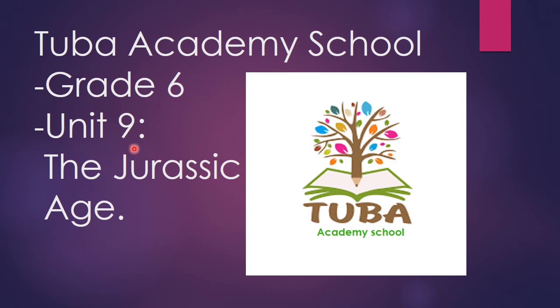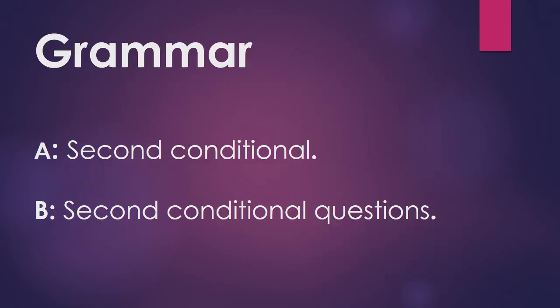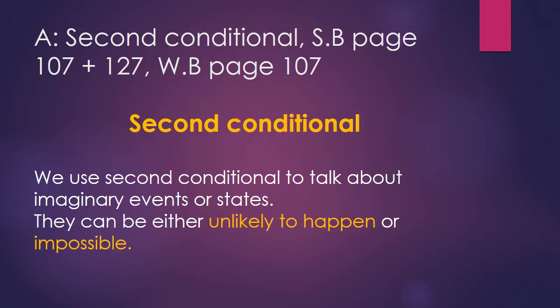So in this class we are going to start with the new unit, which is Unit 9, the Jurassic Age. Alright, let's start. For this unit we are only going to study the grammar of it, which is second conditional and second conditional questions. At first we have second conditional. It's in the student book, page 107 and page 127 in the grammar focus section, and in your workbook it's on page 107.